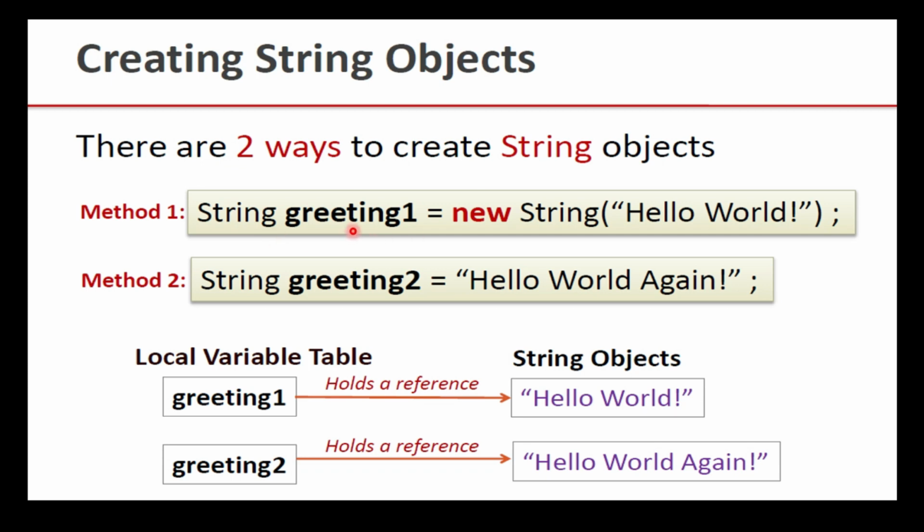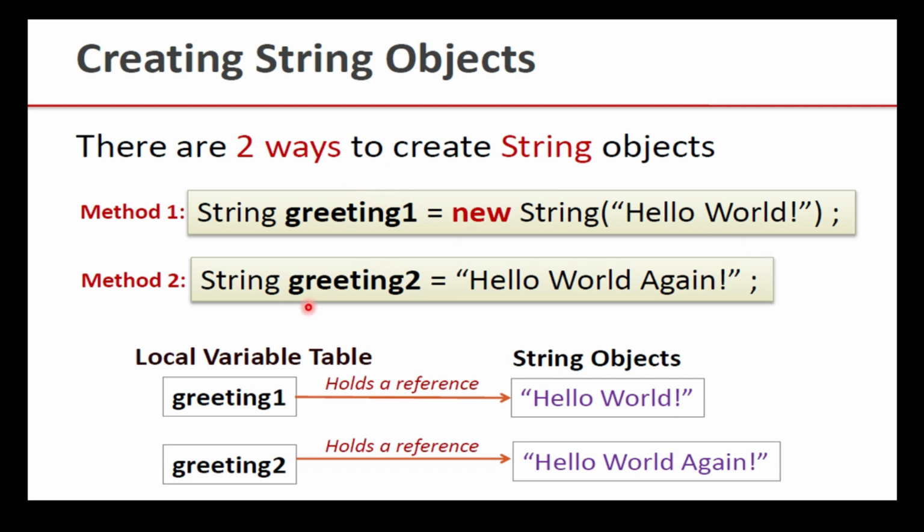String greeting1 is your variable name, equal to, and the new operator is always used for creating a new string, or a new array, or whatever object. So what type of object are we going to create? We are going to create a string object. That's why String greeting1 = new String("hello world"). This is the default value I have given for the string greeting1.